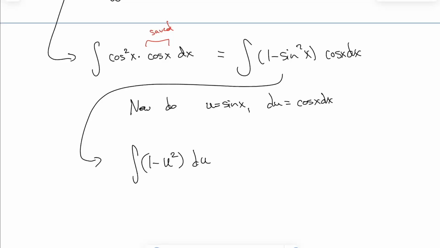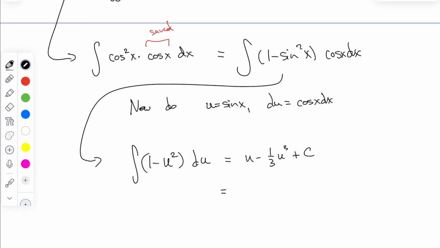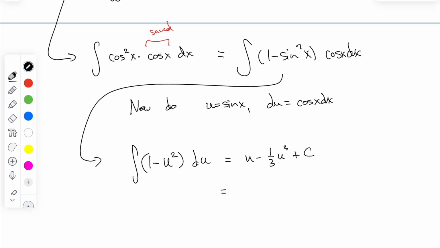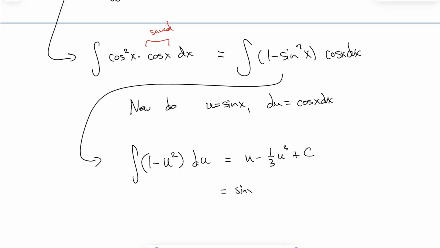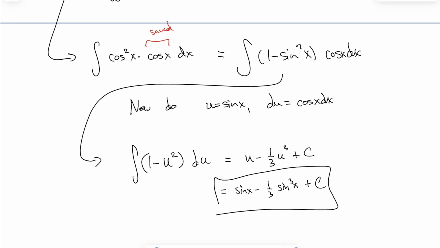This is a weird trick. This is the end of the weird trick. From here, it's just an ordinary integral to do. So I just integrate here. 1 becomes u minus 1/3 u cubed plus c, right? And then replace the original variable. u equals sine x. So my final answer is sine x minus 1/3 sine cubed x plus c. This is the answer. All right. So when you see this, I'll try to summarize the trick here.